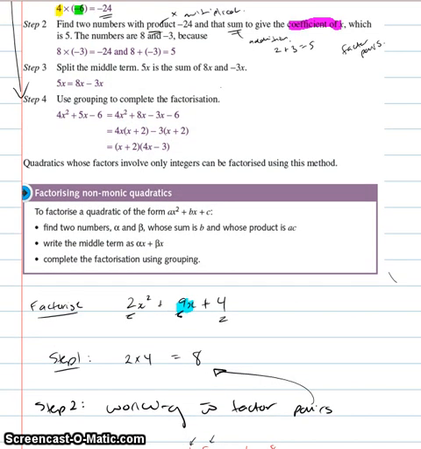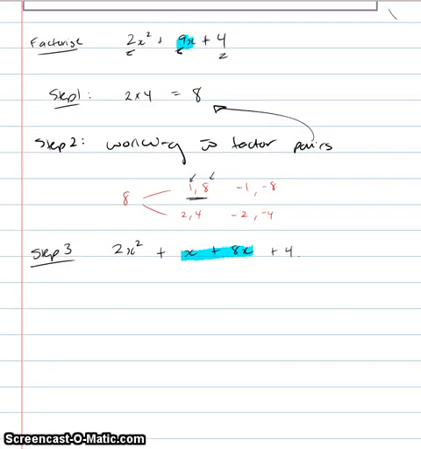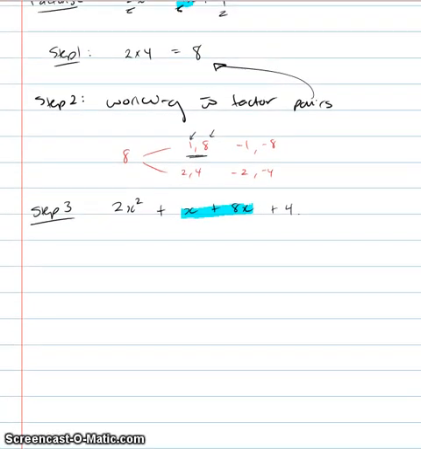Now step 4, use grouping to complete the factorization. We can do this in two ways, and I'm going to do it both ways so you can see. So first, I've written it like 2x squared plus x plus 8x. So 2x squared plus x plus 8x plus 4 is the same as my original expression.